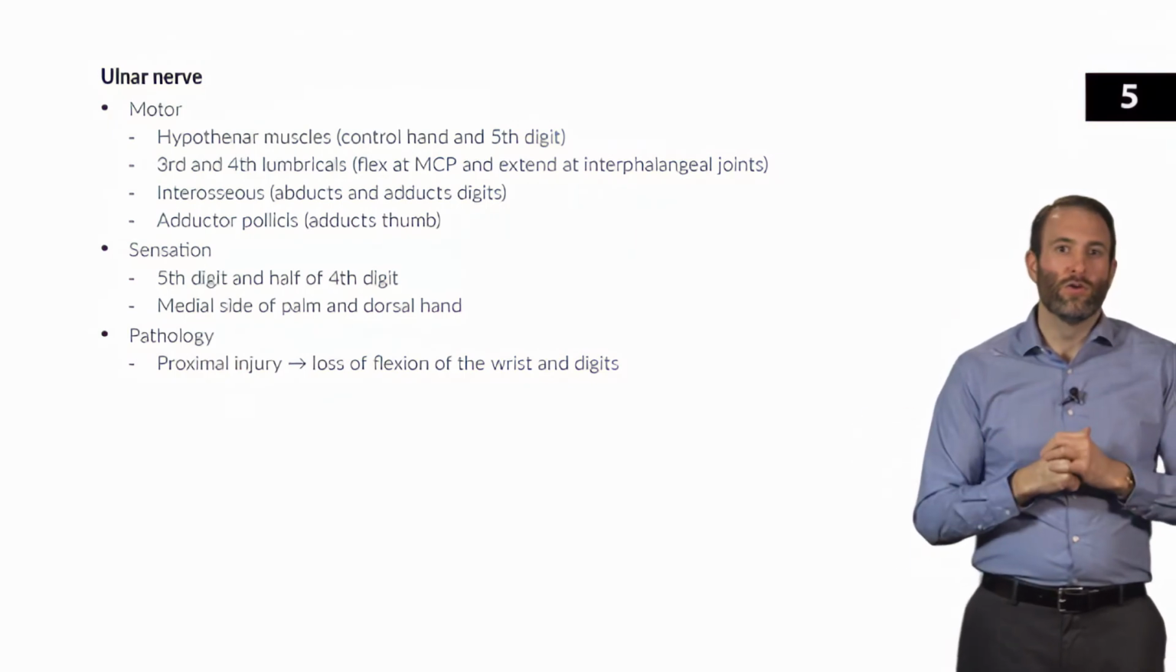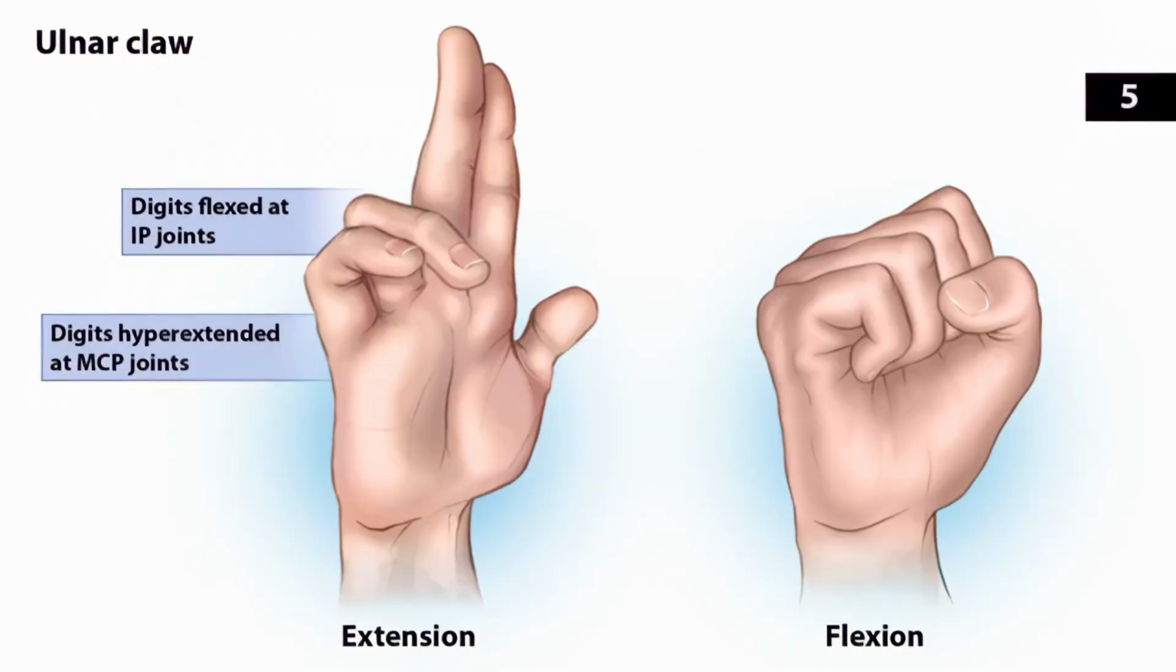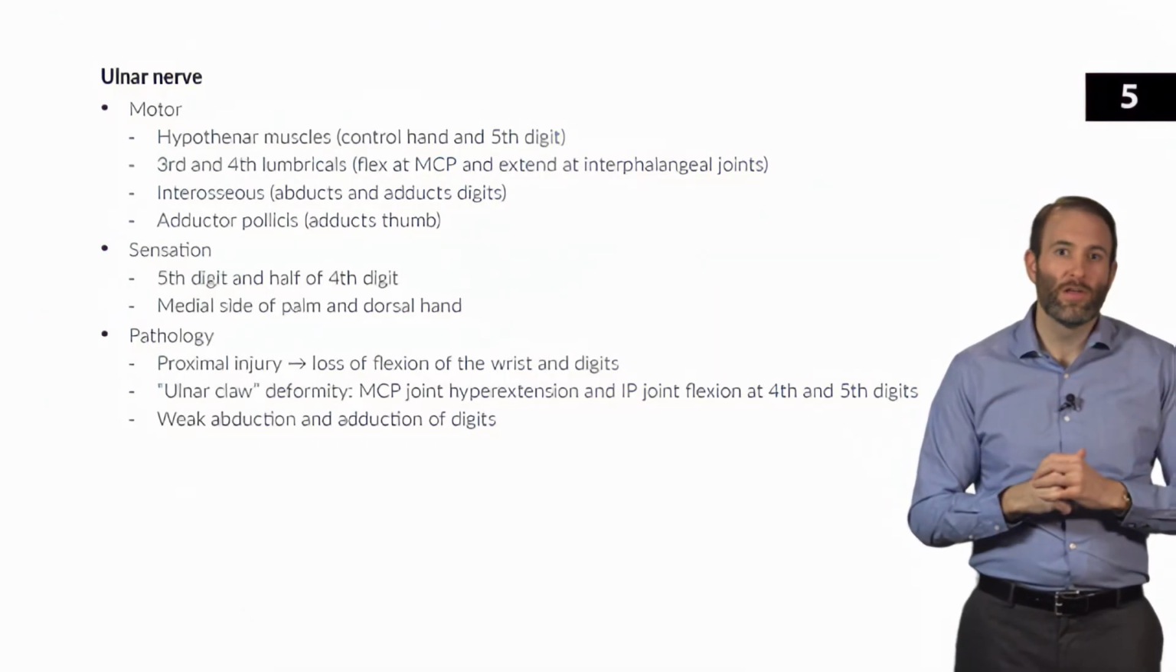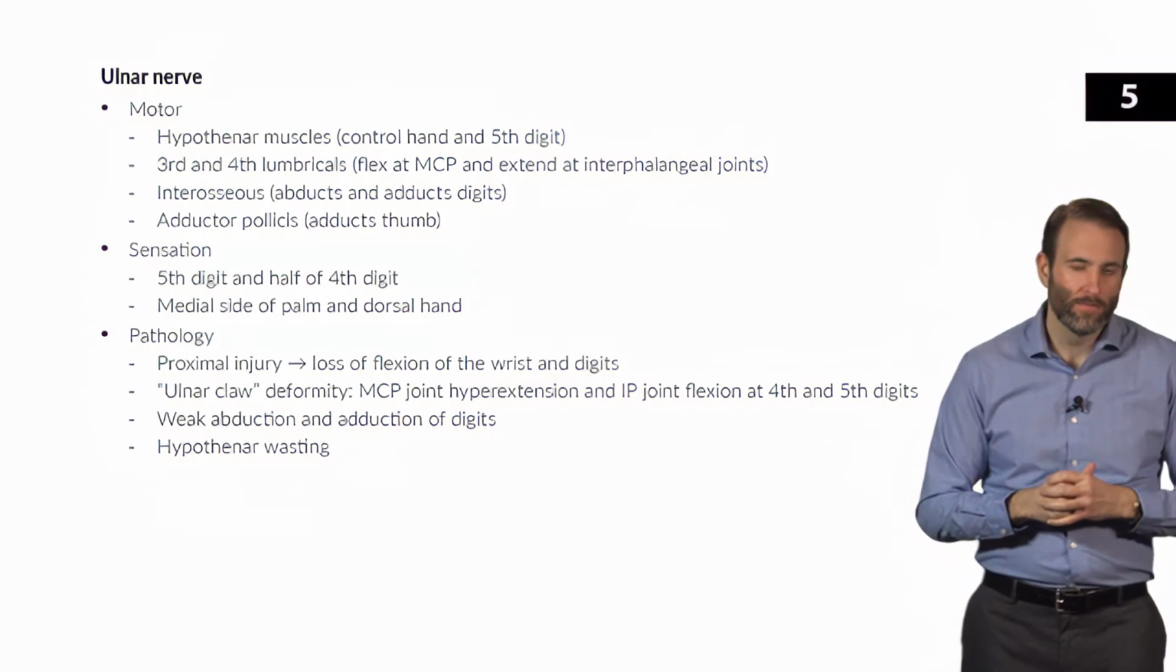Distally, with the ulnar nerve injury, we see what's called the ulnar claw. So remember that the third and fourth lumbricals acted to flex at the MCP joint and extend at the interphalangeal joints. So if we lose the third and fourth lumbricals, then the fourth and fifth digits will be hyperextended at the MCP joints and then flexed at the IP joints. With the interosseous muscles impaired, there will be more difficulty with abducting and adducting the fingers. You may also see hypothenar wasting as well.